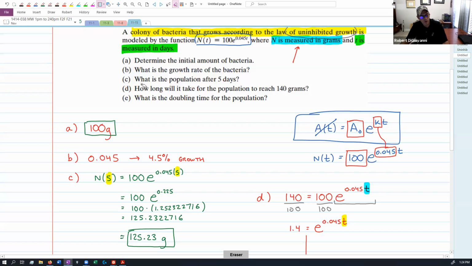The last question, what is the doubling time for the population? Doubling time, we haven't even mentioned what doubling time is. What they're asking us is, can we determine how long it takes for the population of this thing to double? So how long does it take? So how should we go about this?